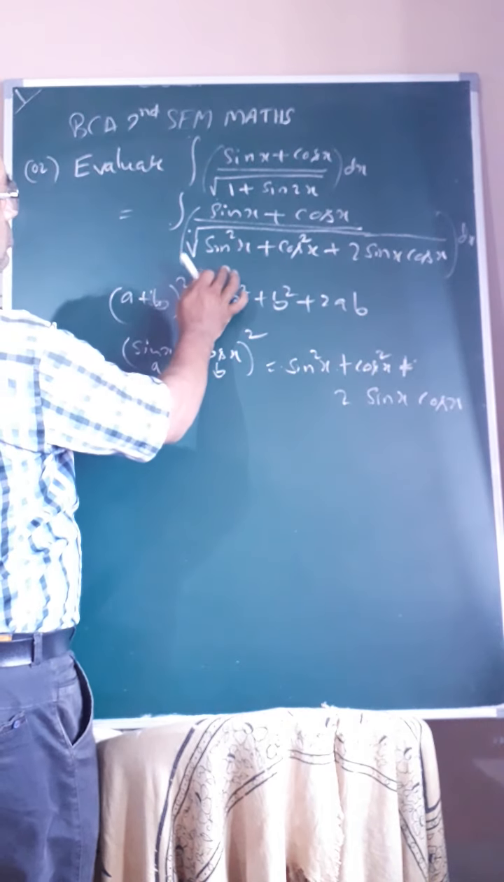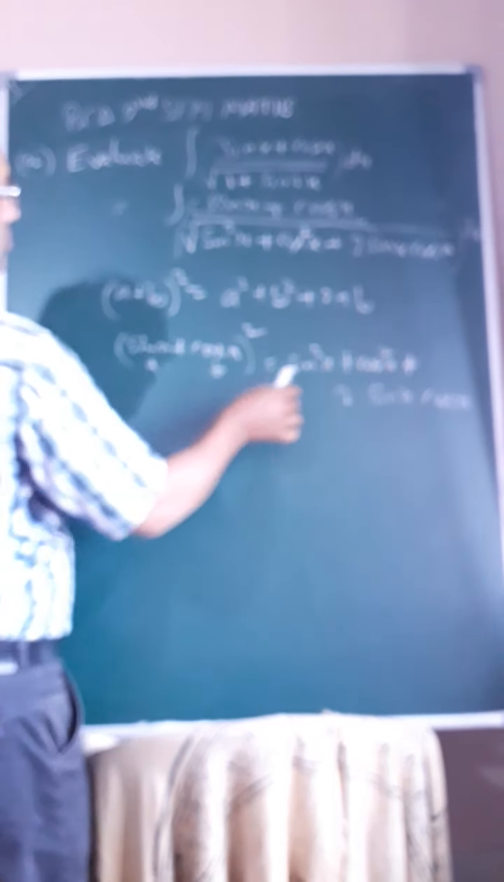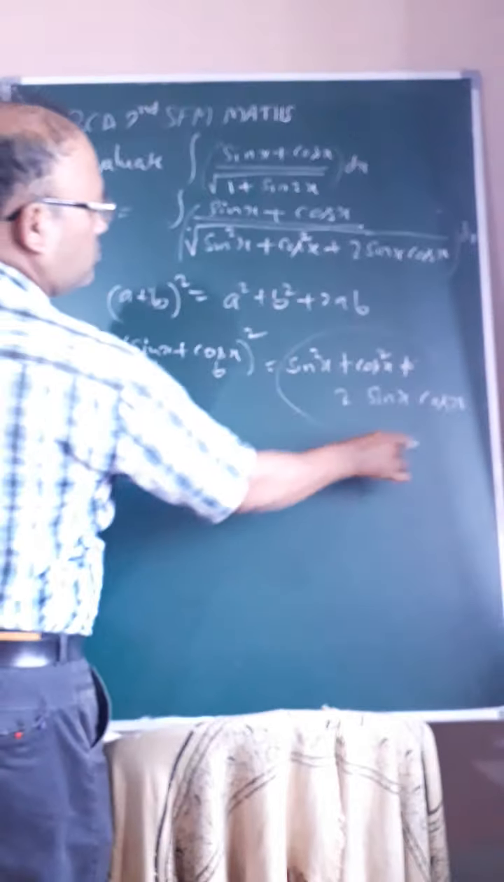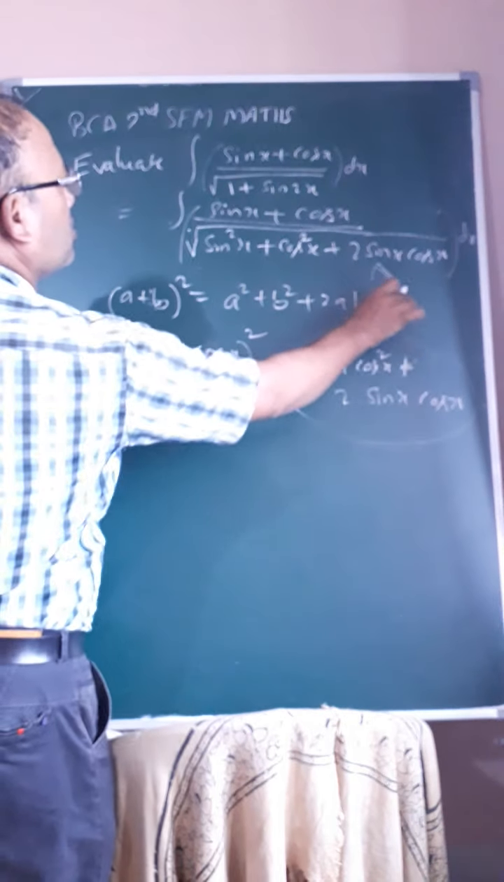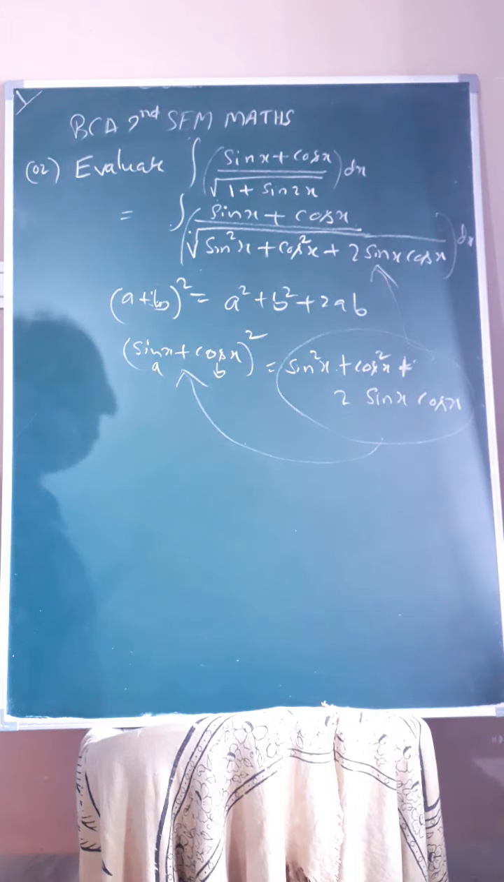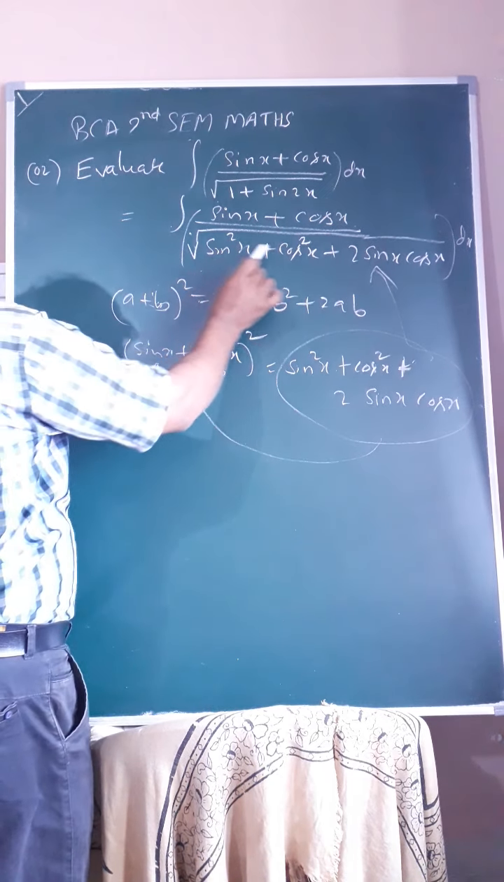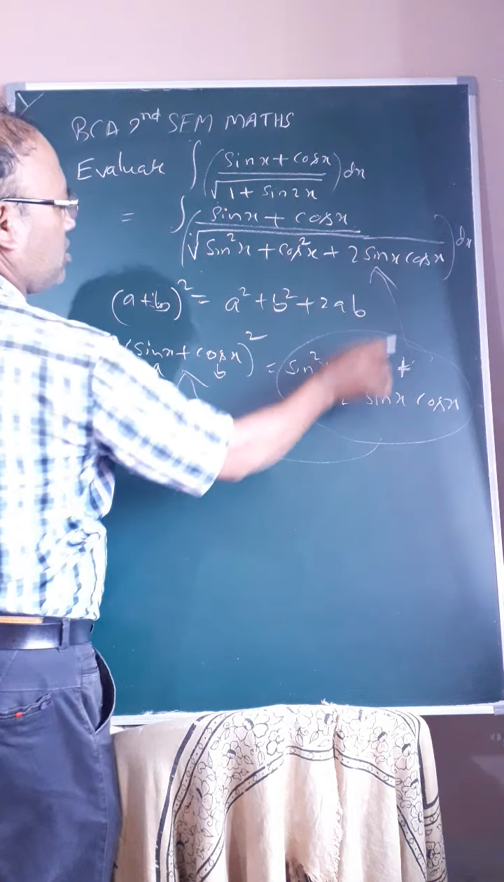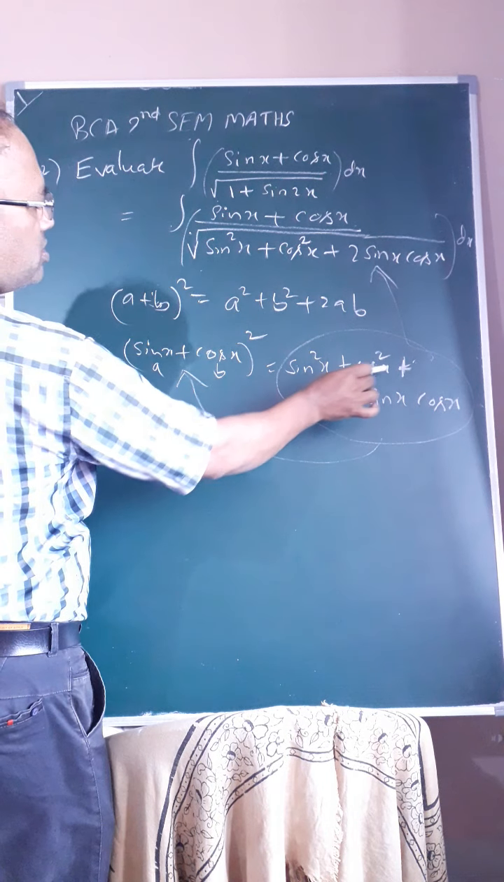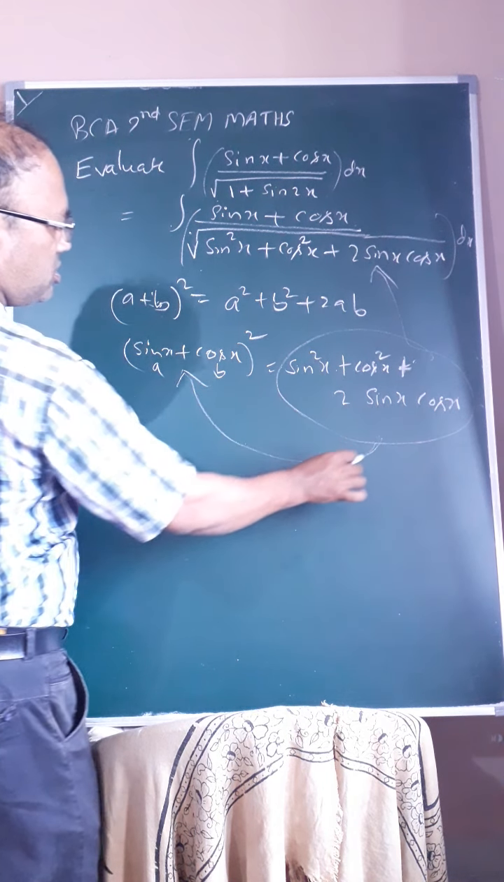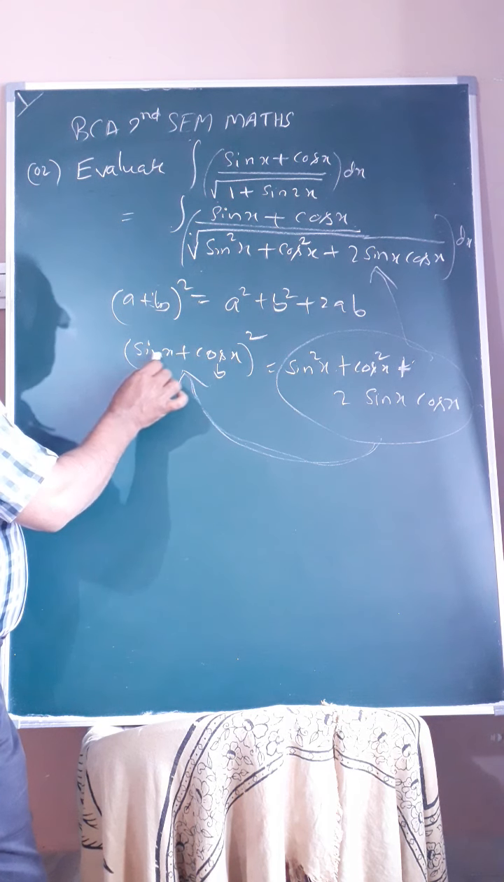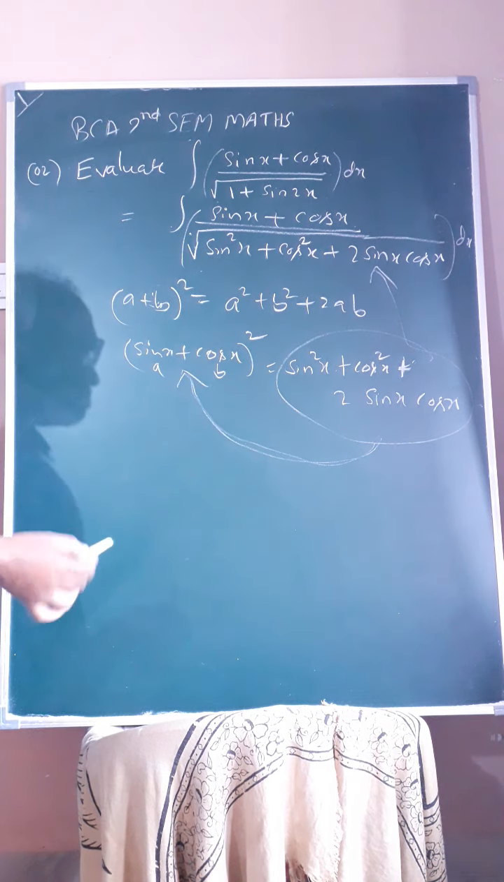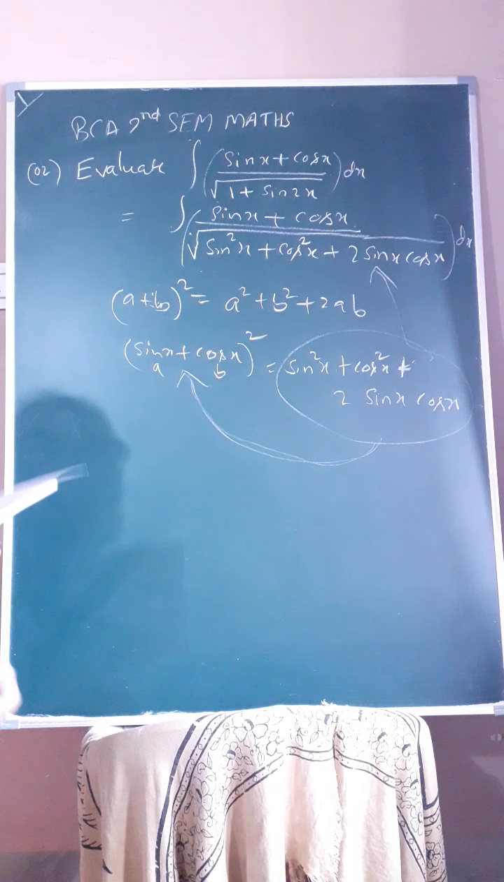So this term, it can be substituted as sin square x plus cos square x plus 2 sin x cos x, which can be substituted as sin x plus cos x whole square.